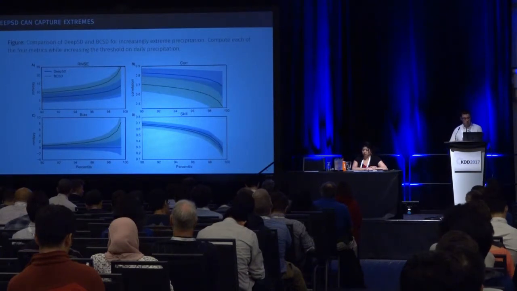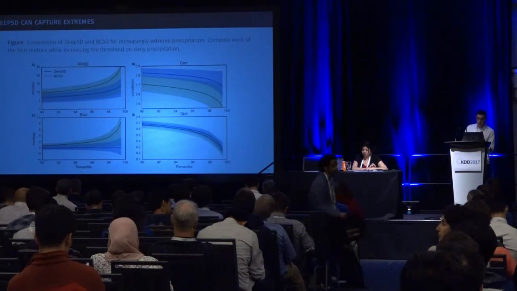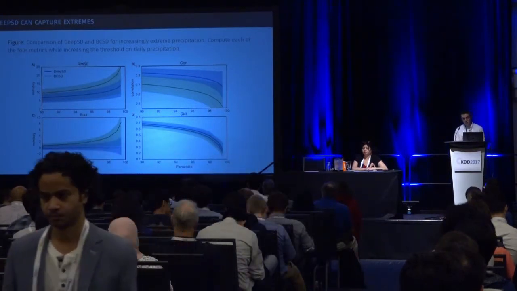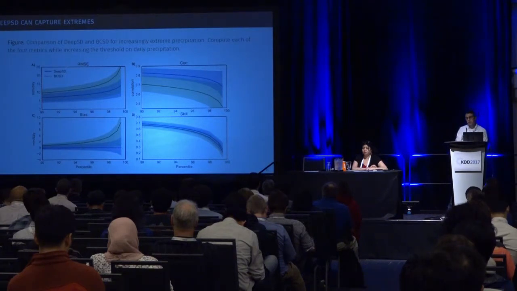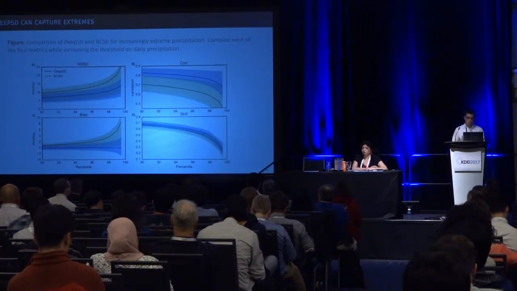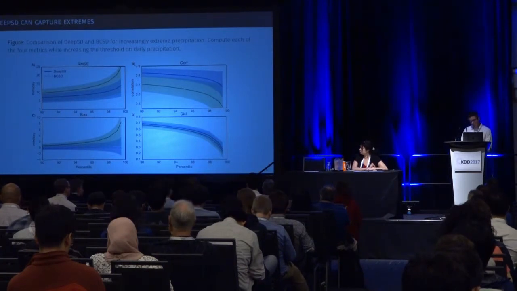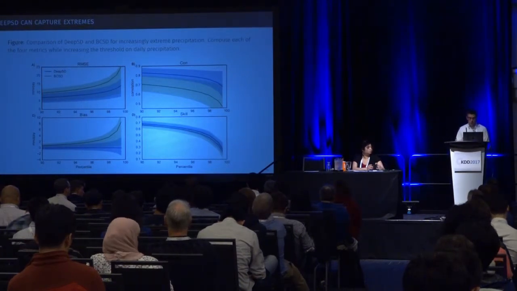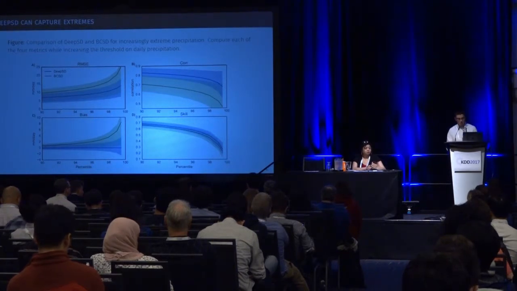On the left side is RMSE, with DeepSD in blue and BCSD in green. As we increase that threshold, RMSE for BCSD is increasing quite a bit, whereas DeepSD is doing pretty well at the extremes. For bias, which is probably one of the more important ones, at the extremes our bias is not positive, which is a good thing, because these are normally very challenging to estimate. In correlation, we get the same kind of results, where we have higher correlation than BCSD at all thresholds. Scale is kind of the same thing.